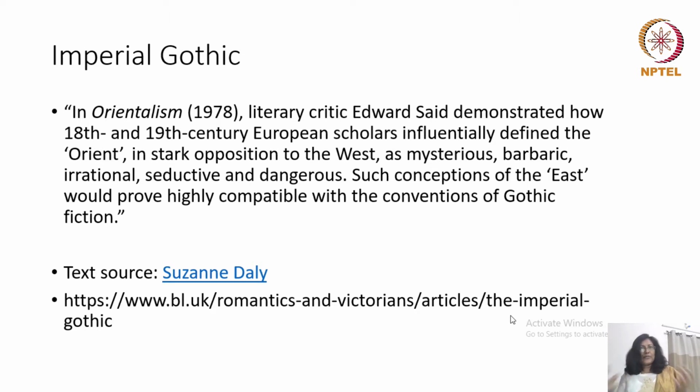So these are some of the attributes that are associated with the Orient, and very significantly, these attributes are also compatible with the attributes of the Gothic fiction. That is, we have elements of barbarism, we have elements of the seductive, dangerous, threatening, brutal, displayed spectacularly in the Gothic fiction as well. So you can see an overlap of attributes between these two concepts, that is the Orient and the Gothic.